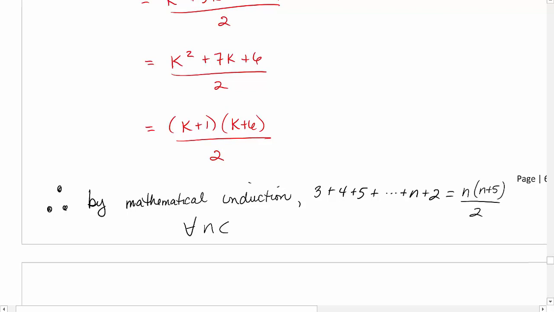That upside down A means for all, that funny looking E means is an element of, boldface Z means integers, and the plus at the top means positive integers. If you wanted to write the words, that's fine, but in calculus, you're going to need to be using the symbols, so I would encourage you to get comfortable with it. So this says for all positive integers n.